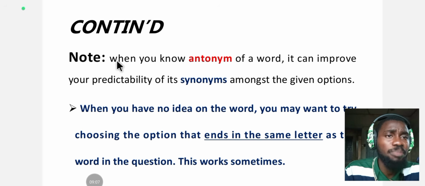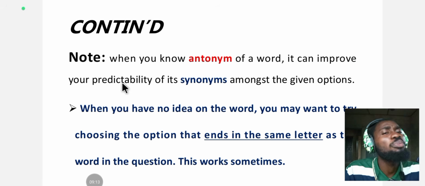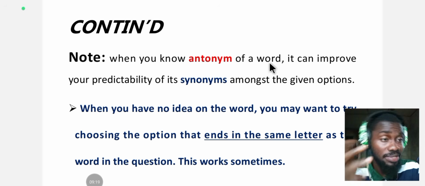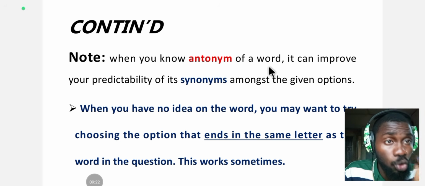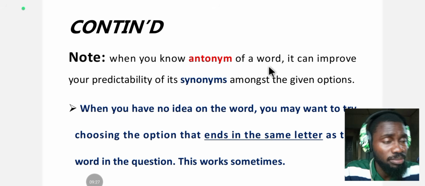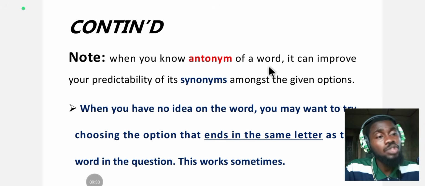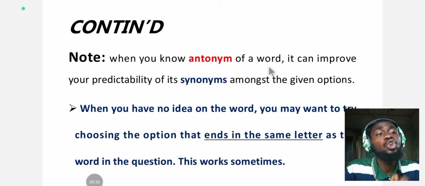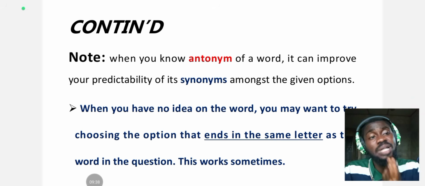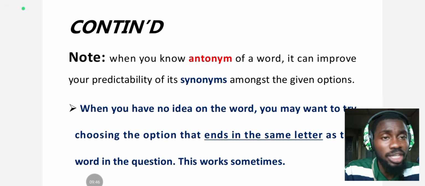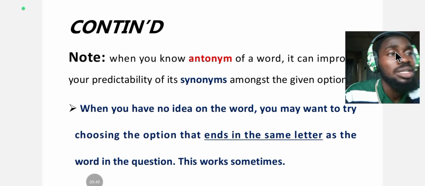Note something very important here. When you know the antonym of a word, it can improve your predictability of its synonym amongst the given options. I said it before, when you know an antonym of a word, it can help you predict the synonym in an exam condition. Likewise, when you know the synonym of a word, it can also help you to predict the antonym. It modifies your judgmental capability, your capability of making judgment in an exam condition.